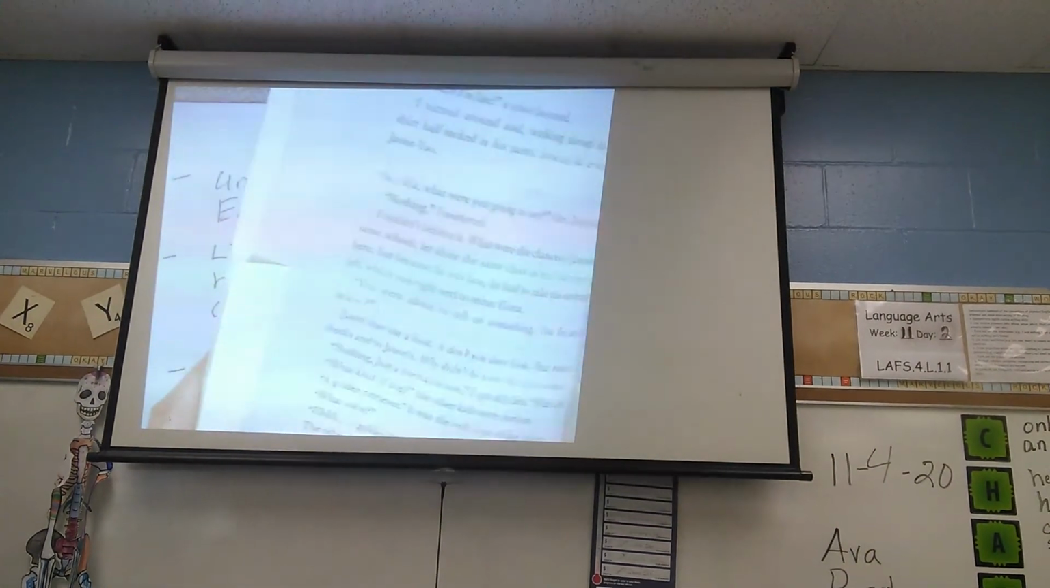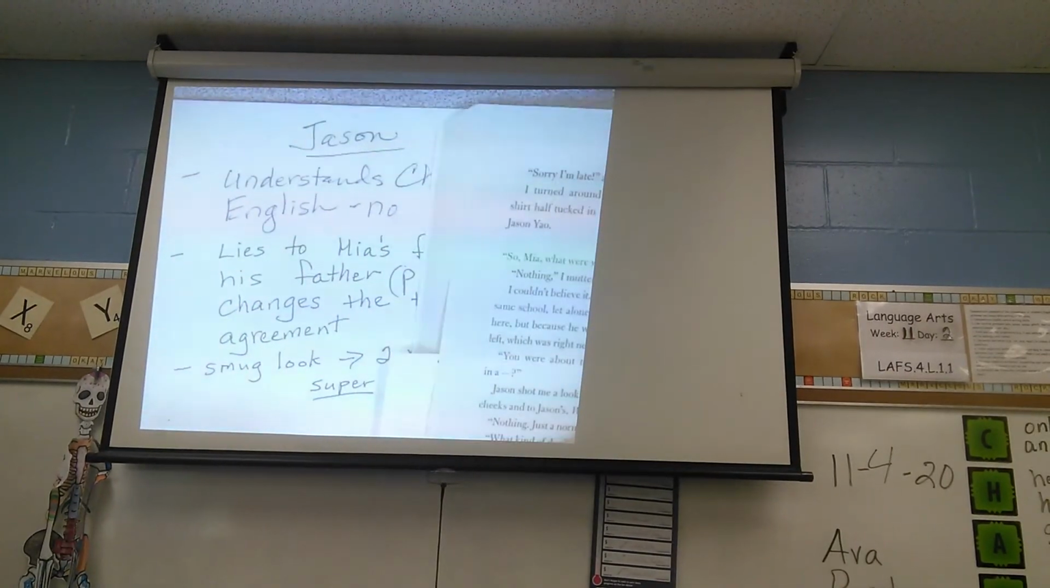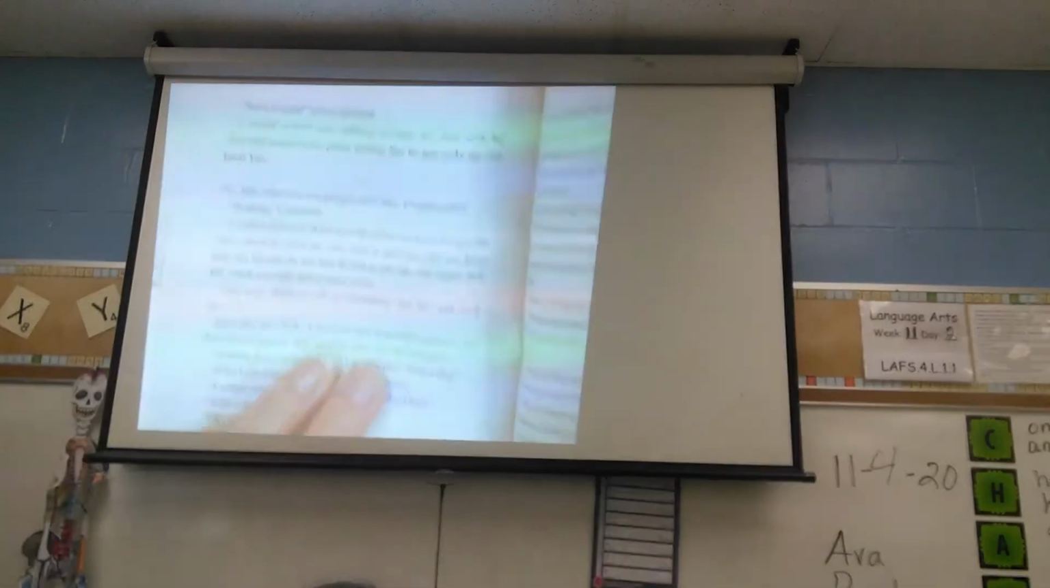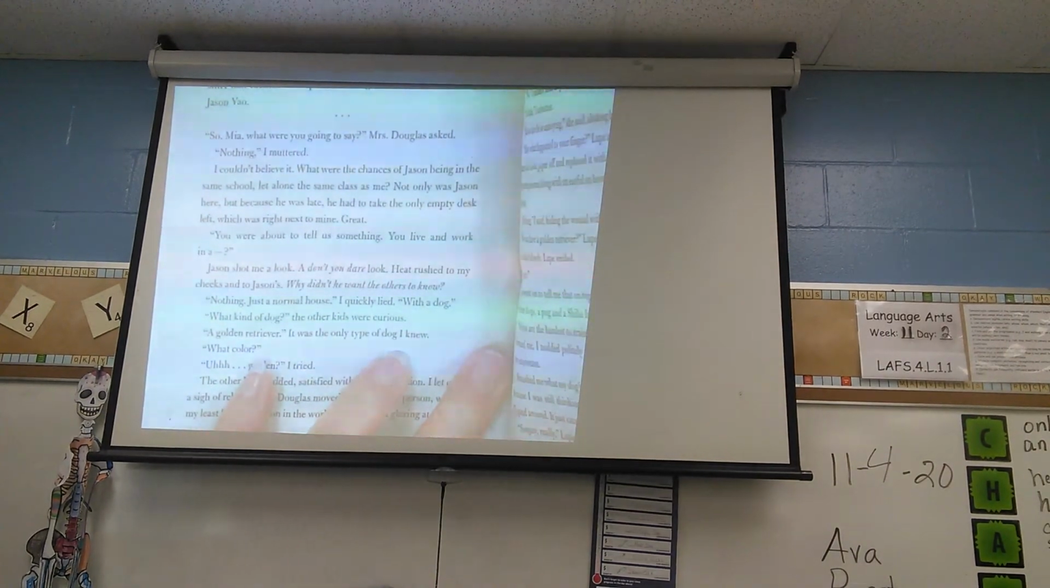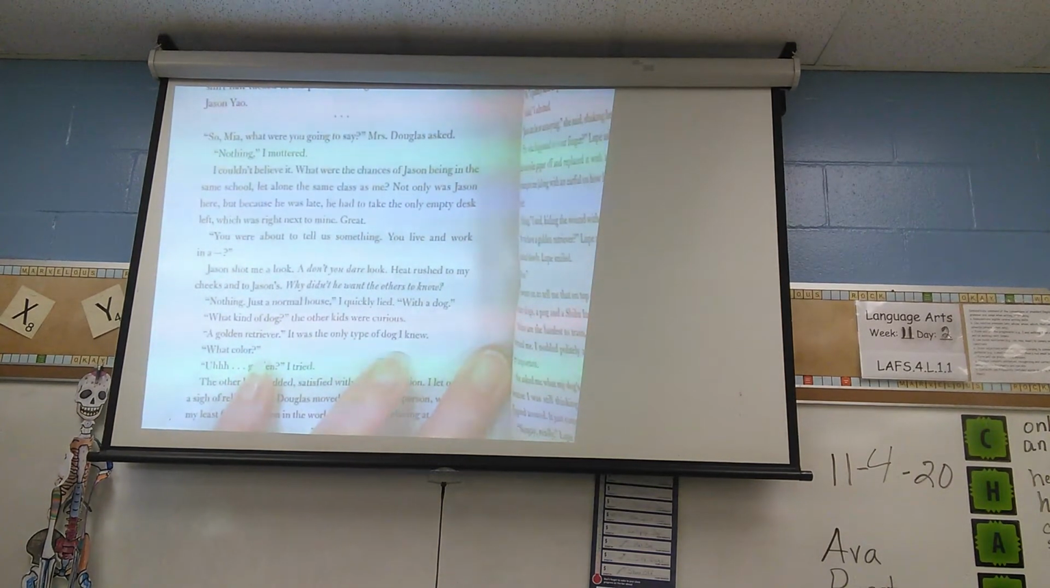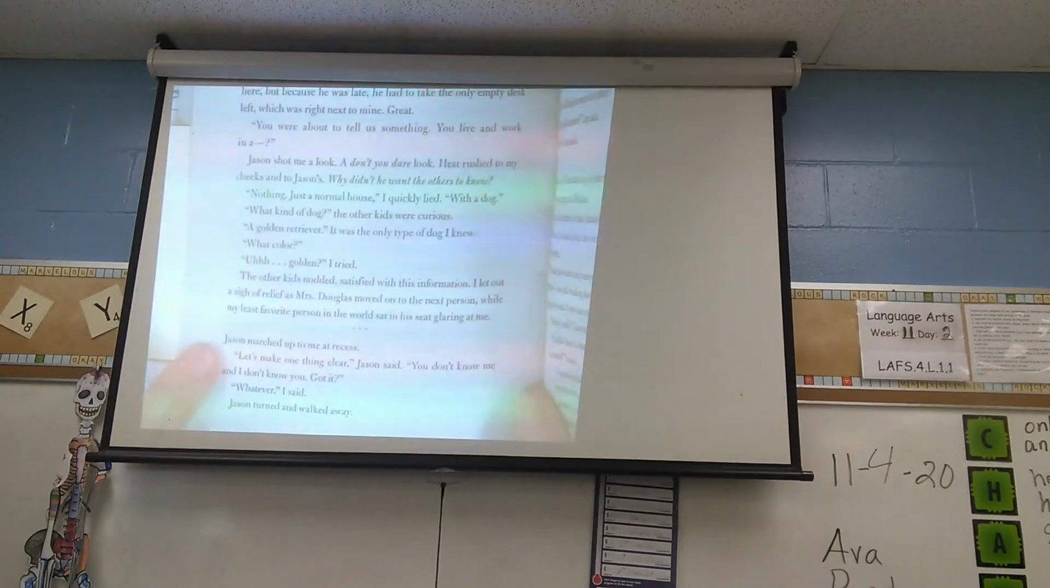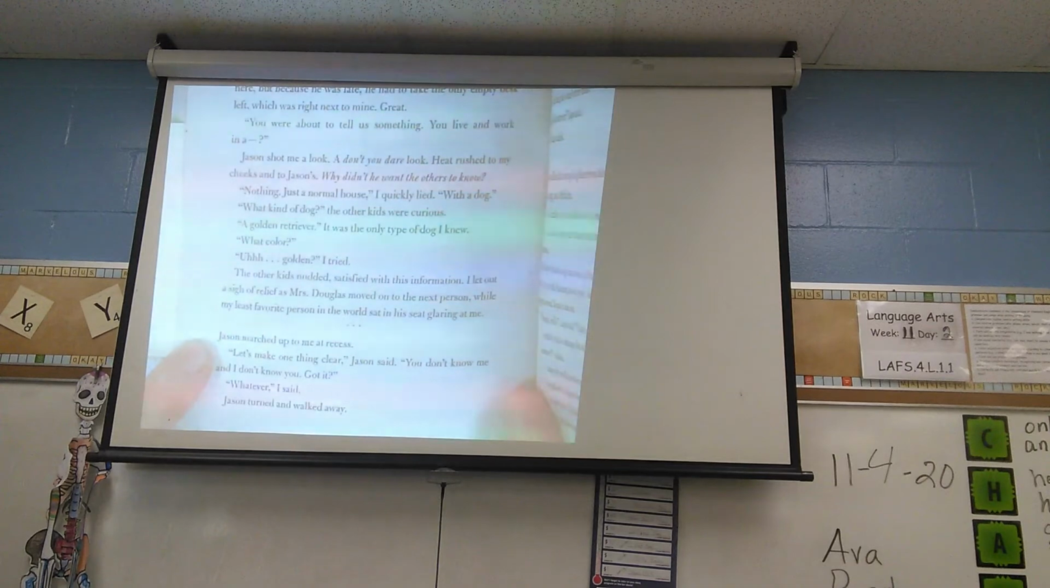All right, so let's move on a little bit more because now, as Mia's getting ready to talk again, Jason, let me slide it over here. Jason shot me a look. A don't you dare look. Heat rushed to my cheeks and to Jason's. Why didn't he want the others to know? Then later, Jason marched up to me at recess. Let's make one thing clear, Jason said. You don't know me and I don't know you. Got it?